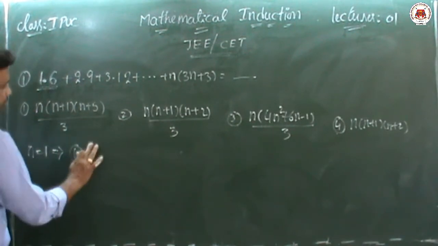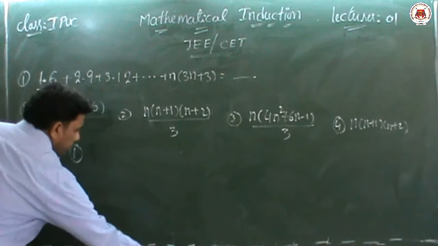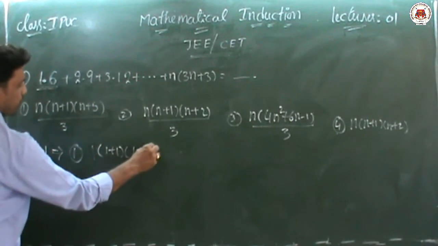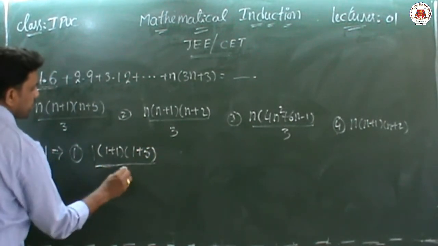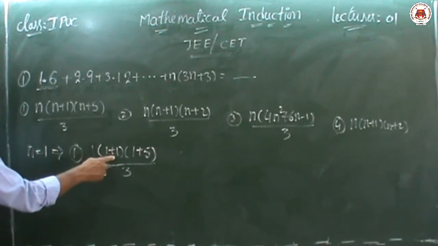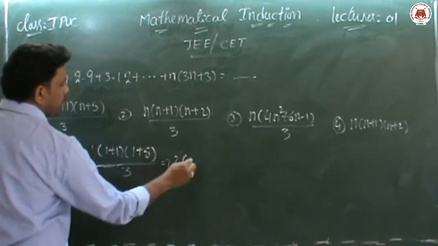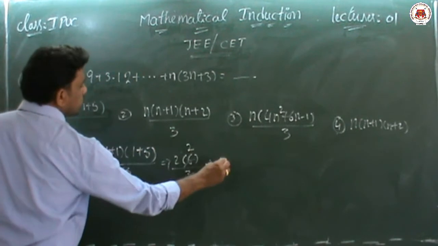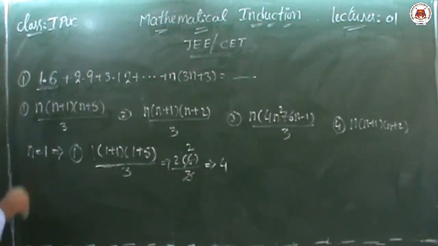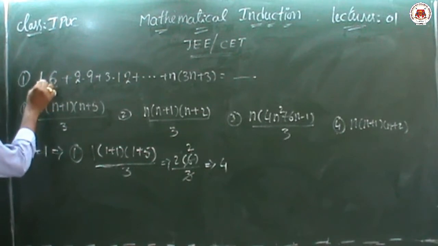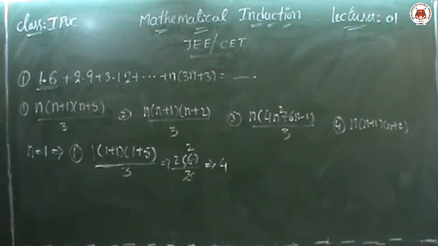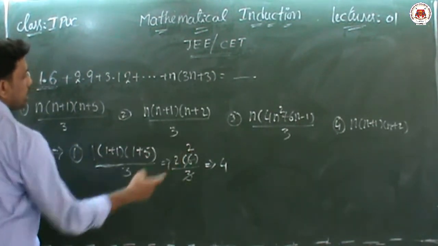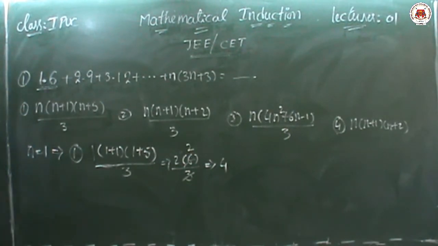So 1 into, the option is here, 1 into 1 plus 1 into 1 plus 5 by 3. We know 1 plus 1 is 2, 5 plus 1 is 6, by 3. 3 goes into 6 two times, so 2 twos are 4. So this is not the option. Why? Because we want the first term 1 into 6, which means 6, as the answer. So the first one is not an option.